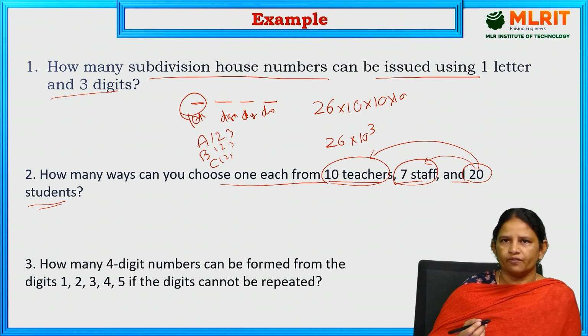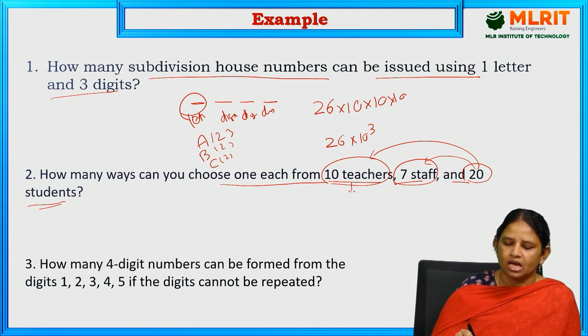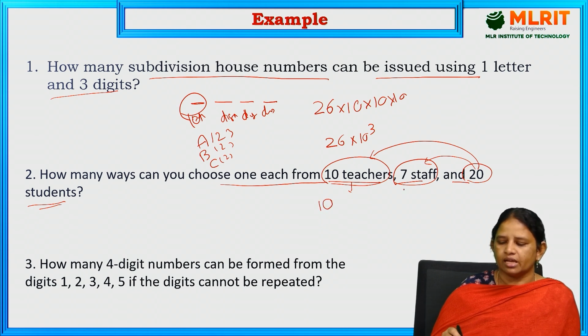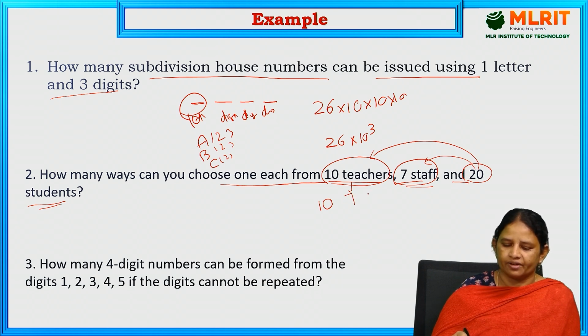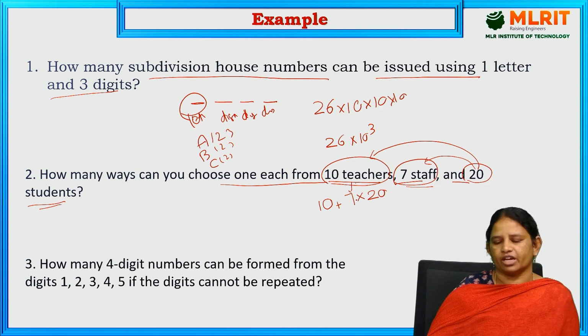So how many ways can we choose 10 teachers? 10 teachers can be selected in 10 ways. Then 7 staff will be selected in 7 ways, and 20 students are selected in 20 ways. Then we can use 10 teachers, 7 staff. This is 10 plus 7 into 20. That many ways we can choose.